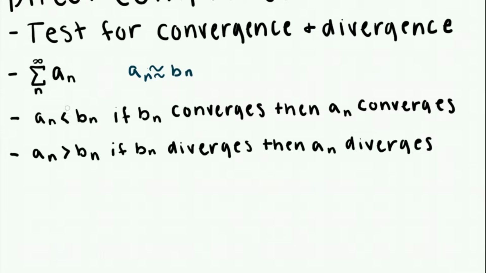If your a of n is less than your b of n, and your b of n converges, your a of n will also converge because it is smaller than a convergent series. And if your a of n is greater than your b of n and your b of n diverges, your a of n will also diverge because it is greater than a divergent series.